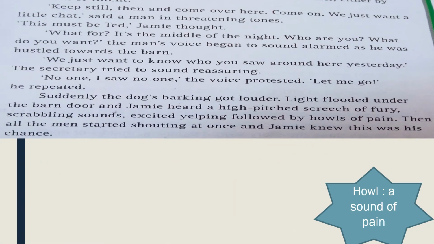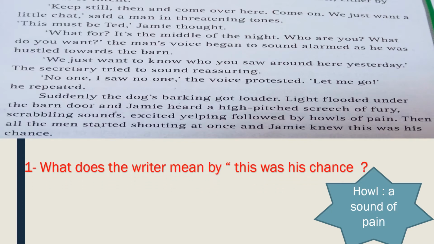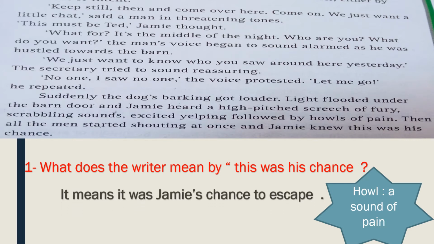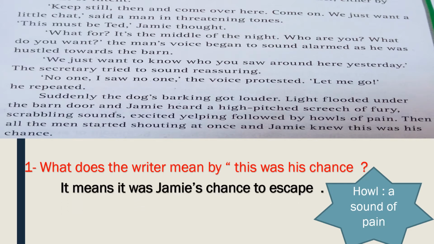The second scene in our previous lesson was about the fight that was between the three men with the farmer and his dog. As I told you, Jamie decided that it is my chance to escape from the farm. So if I ask you, what does the writer mean by this was his chance? Excellent. It was Jamie's chance to escape or to run away.